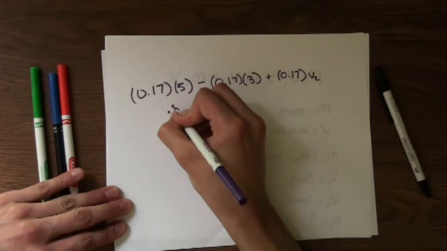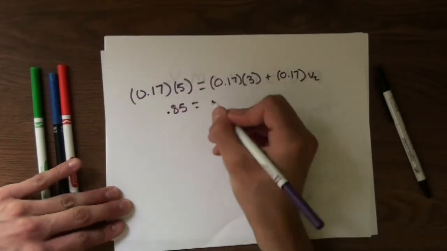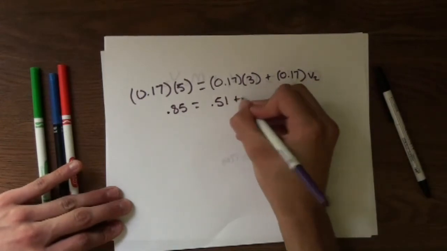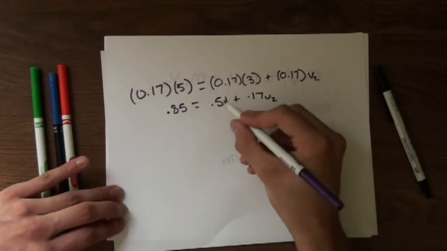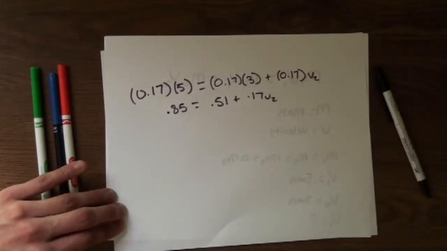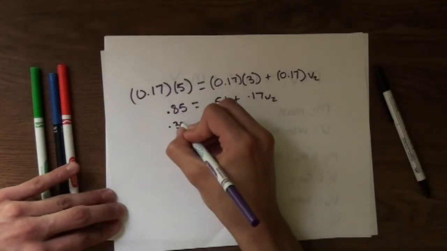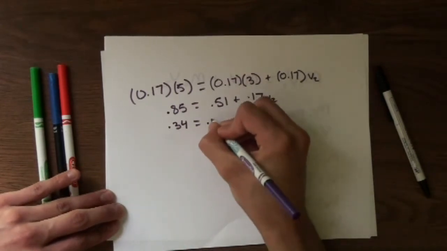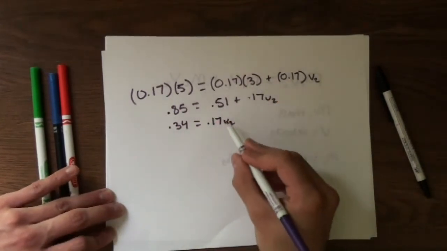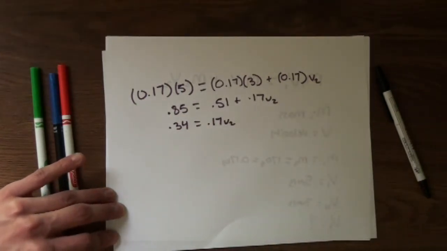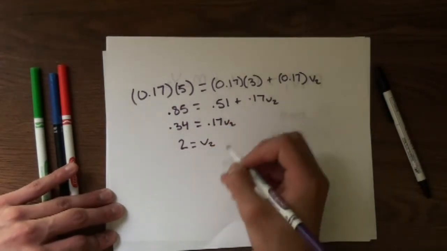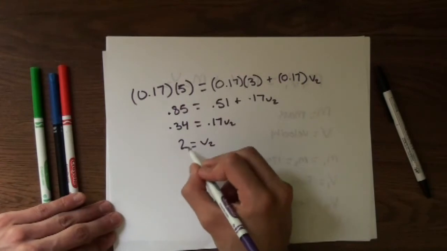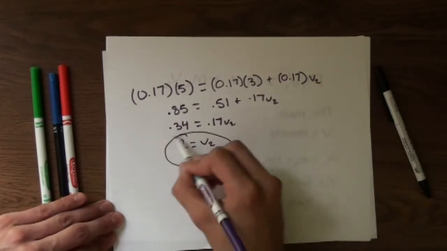So, with quick multiplication, we can find that this side of the equation is 0.85, and this side is 0.51 plus 0.17 V2. So, subtract the 0.51, and we'll get 0.34, which equals 0.17 V2. All we have to do now is divide by the 0.17, and we should get our answer, which is 2 equals V2. So the 6 ball left at 2 meters per second after being hit by the cue ball.